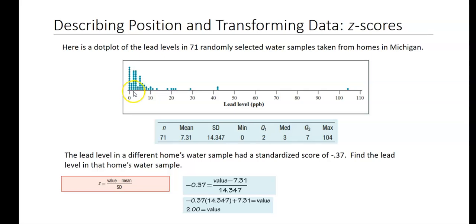So you're looking at like that second tallest band, the third column from the right there, somewhere in there is that person's home. The home's water sample had a lead level of 2.0 ppb.